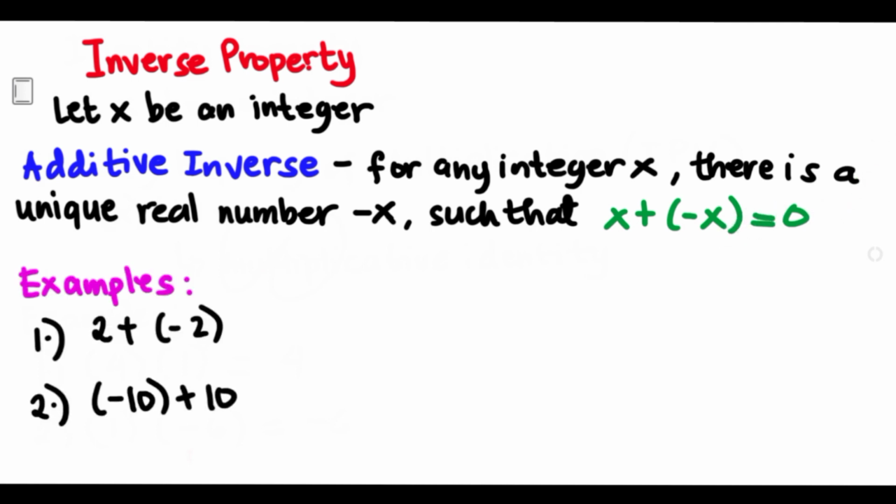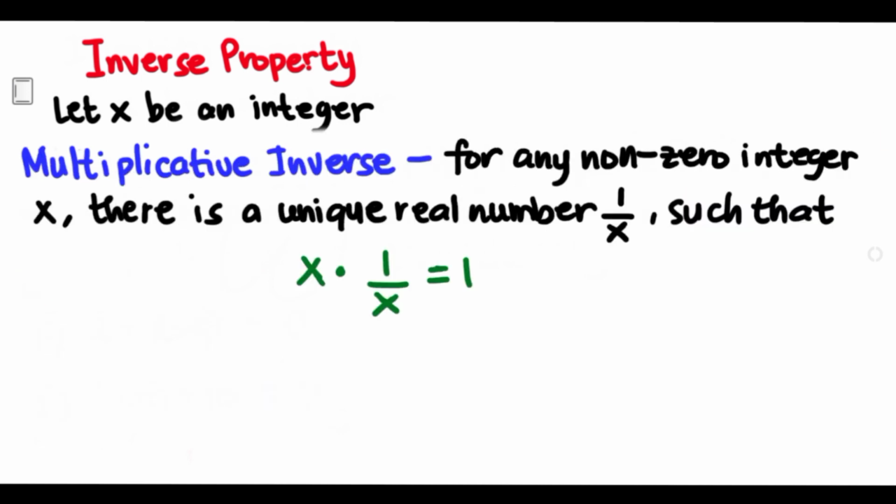So, let's have an example. Number 1 is 2 plus negative 2. So, si 2, kabaliktaran niya ay negative 2. So, pag in-add natin yan, ang sagot ay 0. And then, number 2, negative 10. Ang kabaliktaran naman ng negative 10 ay positive 10. So, pag in-add natin sila, ang sagot ay 0. So, tandaan natin, pag nag-add tayo ng opposite integers, ang sagot ay laging 0. So, tapos na tayo sa additive inverse.